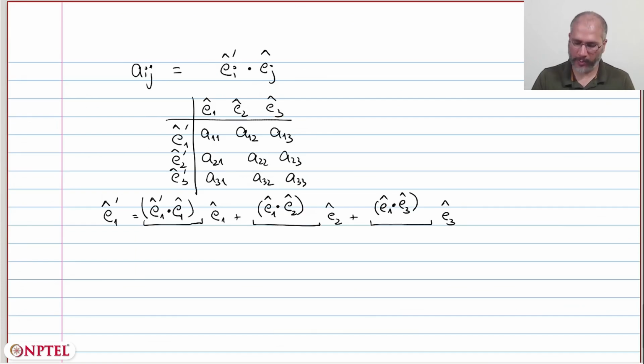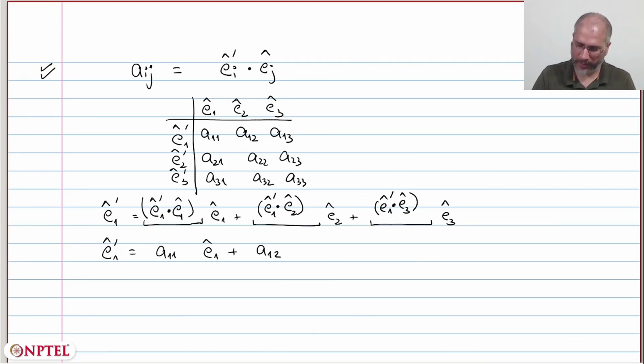Now what is e1 prime dot e1? We just wrote in this expression here that ei prime dot ej is aij. So e1 prime dot e1 becomes a11, then e1 prime dot e2 becomes a12.